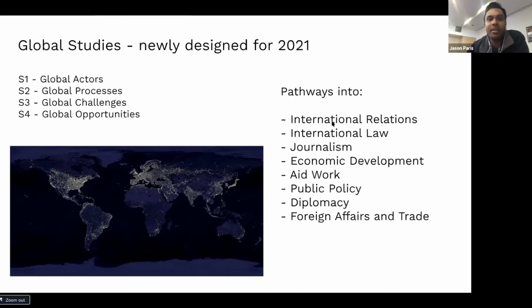So there are plenty of pathways: international relations, international law, journalism, economic development, aid work, public policy, diplomacy, and foreign affairs and trade. On Thursday next week, we actually have our friends from the American Embassy joining us for a talk about different pathways in global studies as well. So global studies, next year will be the 3rd year that we're running this course at JPC. And I've been the teacher for all 2 years, and obviously next year as well.